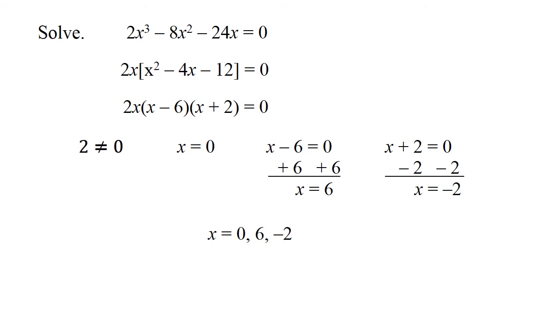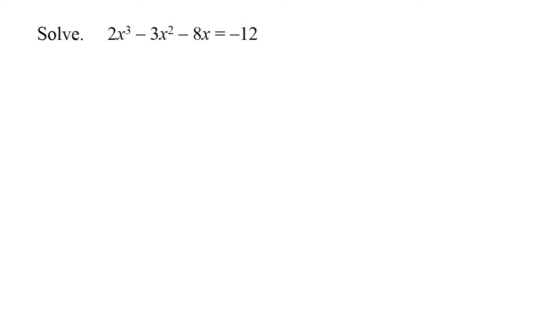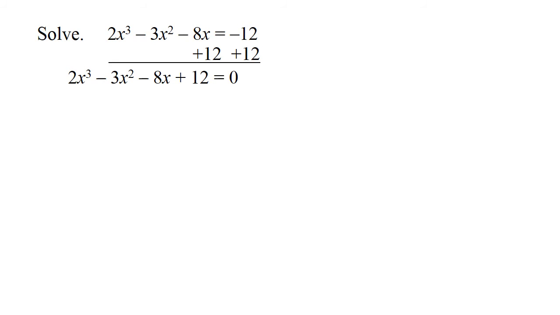So let's look at another problem. All right. The problem here is it's not equal to 0, so I can't use the zero product principle yet. What I need to do first is get it equal to 0. So I'm going to add that 12 over here to the side with everything else, and I'm going to rewrite this: 2x cubed minus 3x squared minus 8x plus 12 equals 0.